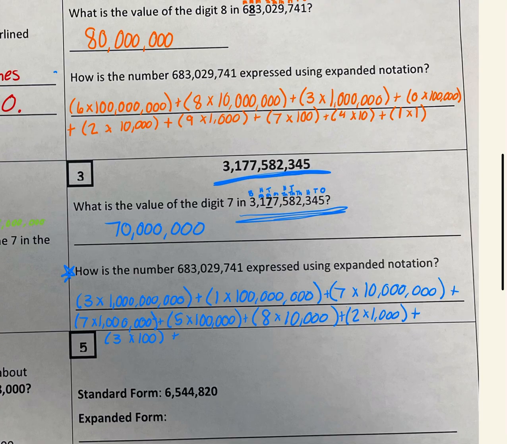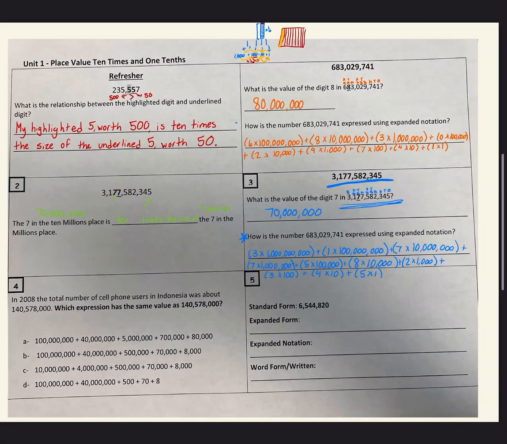Now I'm in my tens. My digit's a 4, but it's in my 10 spot. And last but not least, I have a 5, and it is in my 1 spot. All right.